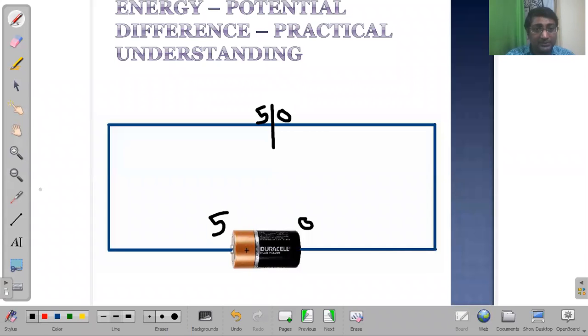Now, please observe this carefully. From here till here, there is no potential difference, guys. My question is, if there is no potential difference, will the electrons move inside? Let's call this location A, and this location B. Between A and B, there is no potential difference. When there is no potential difference, do you think electrons will move because of the battery? Does the battery have any effect on the electrons? That's what I'm asking you right now.